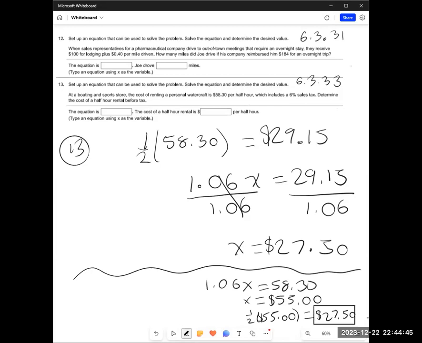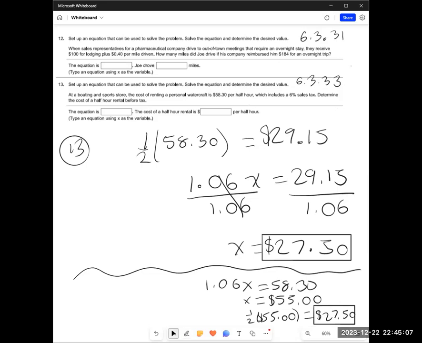Okay, so a couple of different ways: I can find half of the rate after tax and then find what the rate before tax of that half hour was, or find the hourly rate without tax and then take half of that to get the price for a half hour.